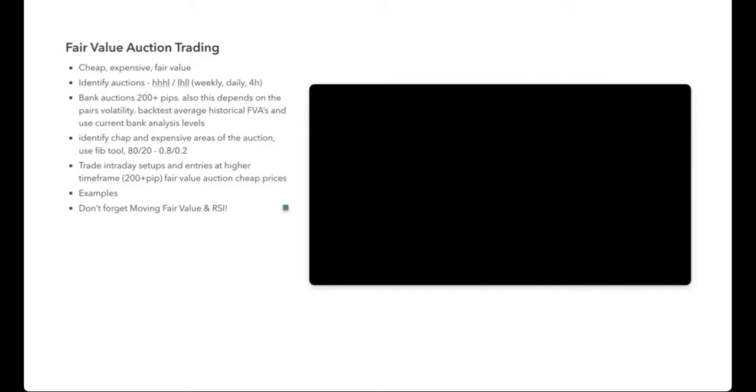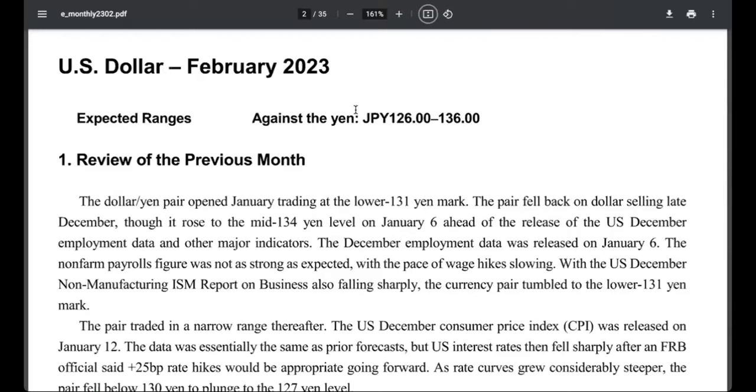And I'll show you basically what I'm talking about, because they actually tell you what the auctions are, where expensive and cheap is. So if you go to, for example, this is Mizuho, this is their monthly report. They say expected and they use ranges, but pretty much it's the same thing, right? They're saying that they're expecting the yen to move 1,000 pips, which is quite extreme. But these are the areas that they're looking at, the 136s to the 126s.